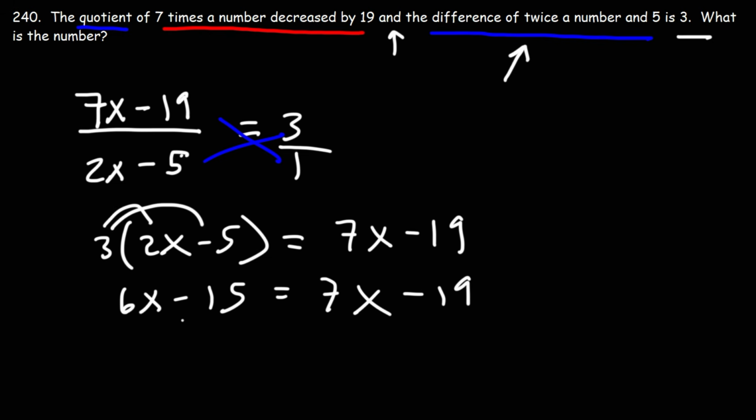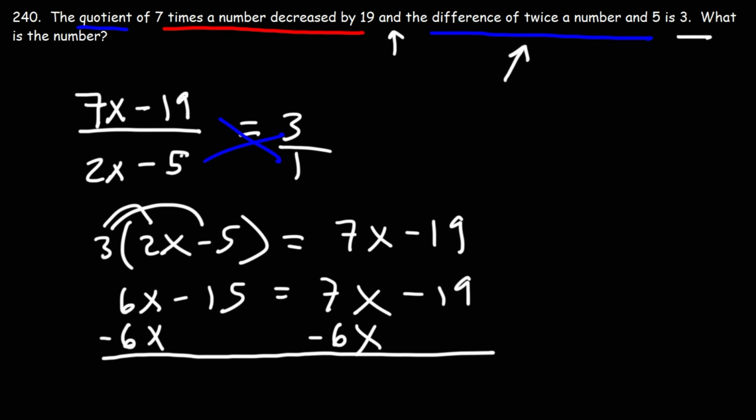Now let's combine like terms. Let's subtract both sides by the smaller value, by the term with the smaller coefficient of x. So that's 6x. If we were to subtract both sides by 7x, we would get negative x on the left side. Now let's add 19 to both sides.